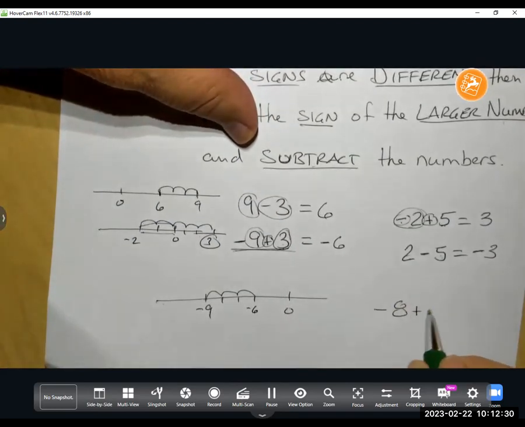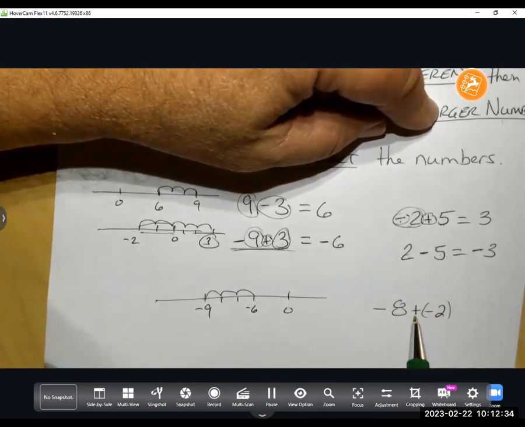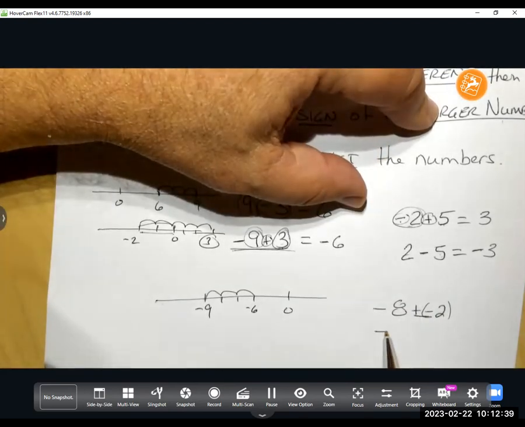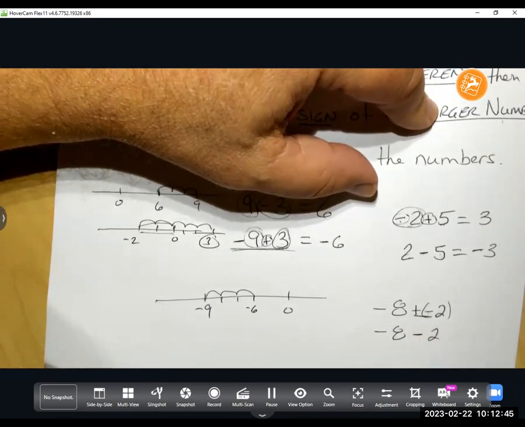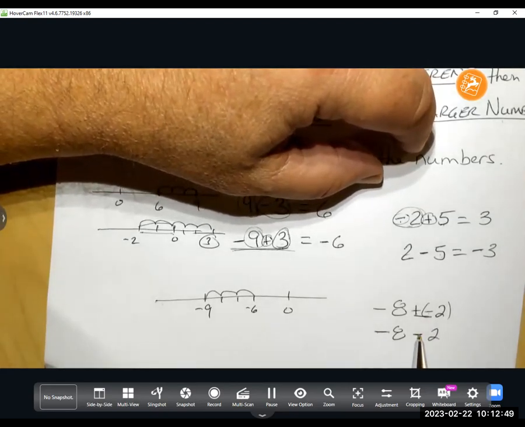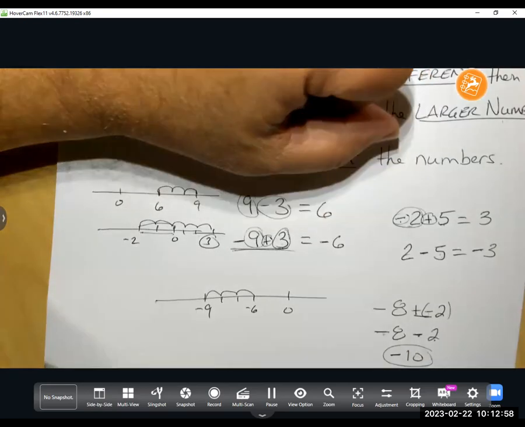-8 plus -2. Good question. You can't have 2 signs next to each other. So positive and negative becomes a what? Negative. If the signs are different, it's negative. So since they're both negative, the answer is what? Negative. Since their signs are the same, you add them. They're both going to the left.